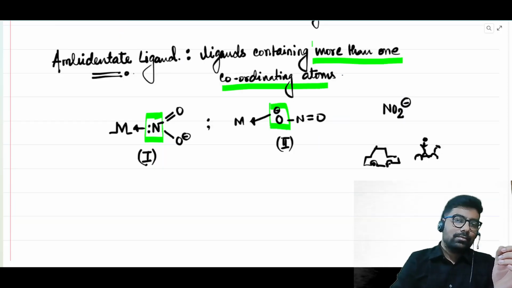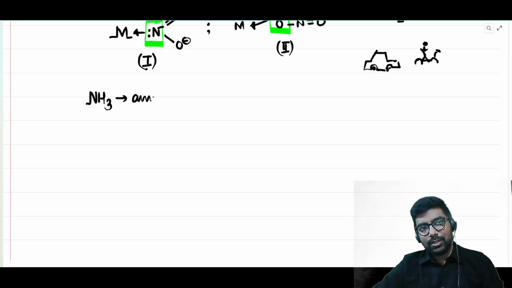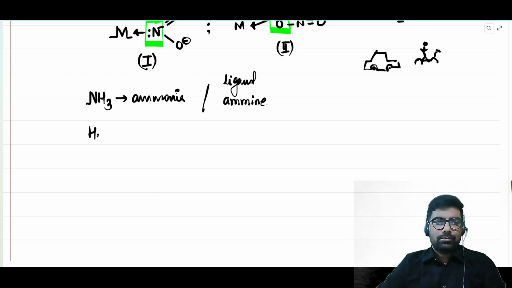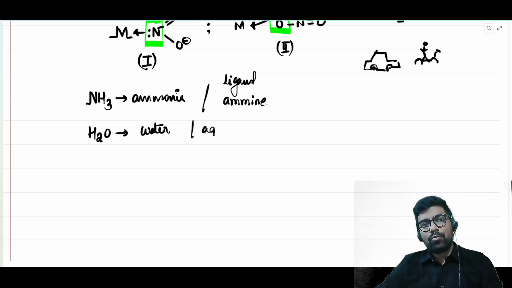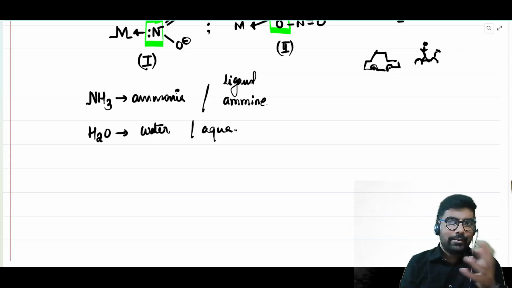For example, in chemistry, we have studied that NH3 is called ammonia, right? It is called ammonia. When it is a ligand, we call it amine. H2O normal, from class 2 we are studying it is water, but when it is ligand it is called aqua. So based on this, there are various ligands, they have various names. You have to memorize the names because nomenclature karna hai.